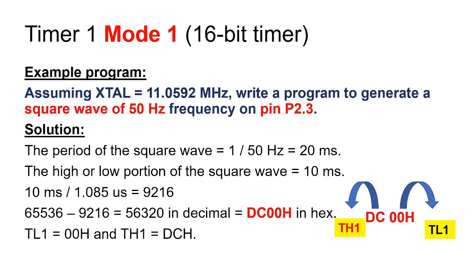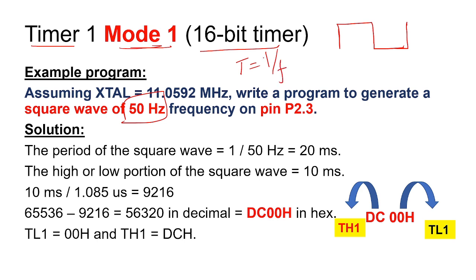16-bit timer. We want to write a program to generate a square wave of 50 hertz. Square wave means you have an on and off. 50 hertz means you have 50 cycles. What is the period of the square wave? It is not mentioned, but they gave the frequency. From this I can find the period, that is, the inverse of frequency is the time period.